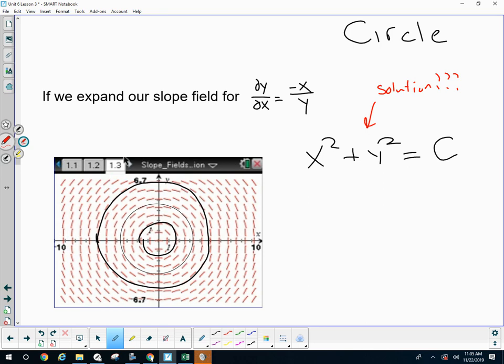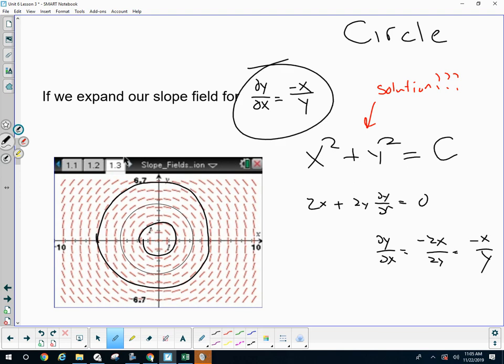0. Oh, that's important. Since this is a constant, its derivative is 0. I should get 2x plus 2y dy dx equals 0. You, my friends, visually solved that differential equation. So you didn't know how to take the antiderivative of negative x over y. You still found the solution. So these question marks turned into exclamation points. It's pretty cool.